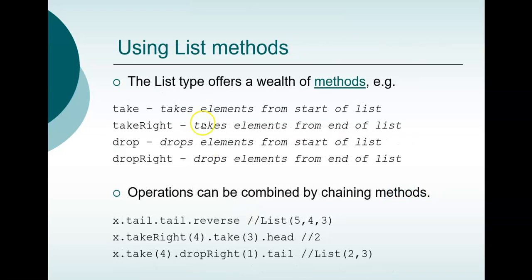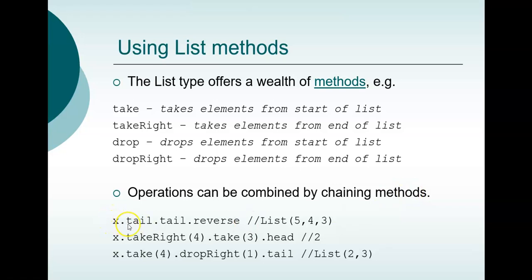Now we can also go further to use other methods to pick elements from the list. We can use take, which takes elements from the start of a list. We can have take right, which takes elements from the end of the list. We can have drop, which drops elements from the start of the list. Then we can have drop right, which drops elements from the end of the list. As usual, with lists also, operations can be combined by chaining methods.